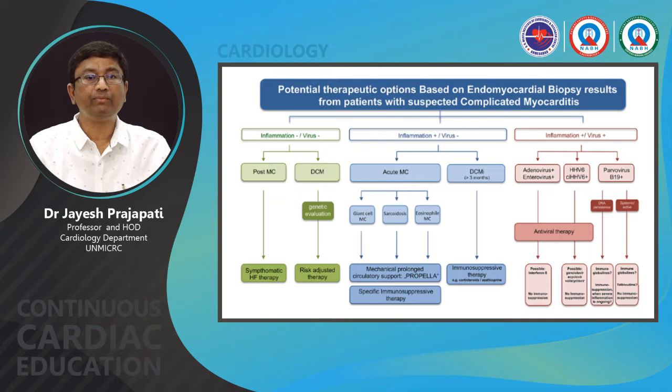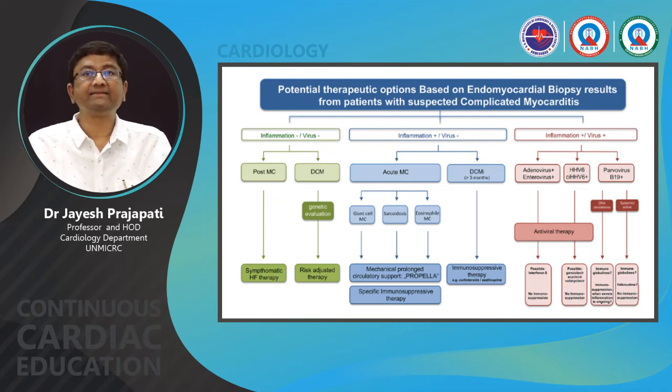If there is active inflammation and the virus is absent, we have to treat with specific immunosuppressive therapy like high-dose steroid methylprednisolone, or we have to give azathioprine. So immunosuppression should be given. And if the patient has dilated cardiomyopathy for more than 3 months with active inflammation, we should treat with oral steroid like prednisolone, or azathioprine can be given.